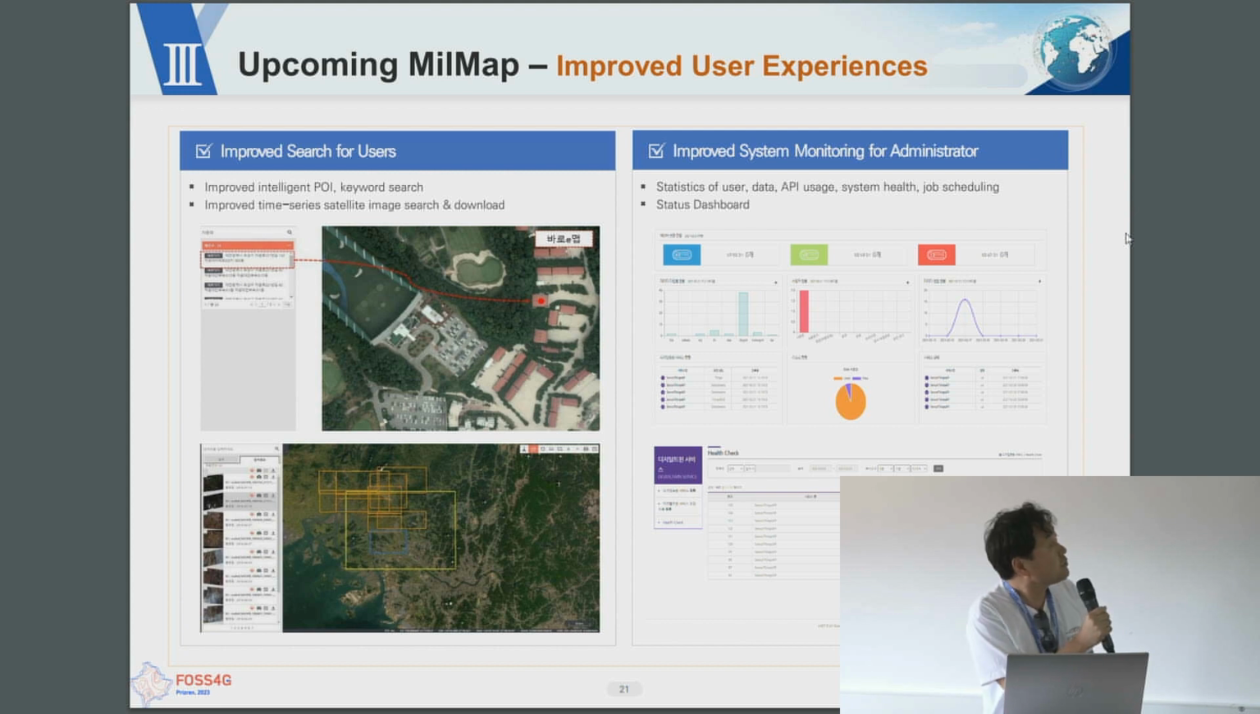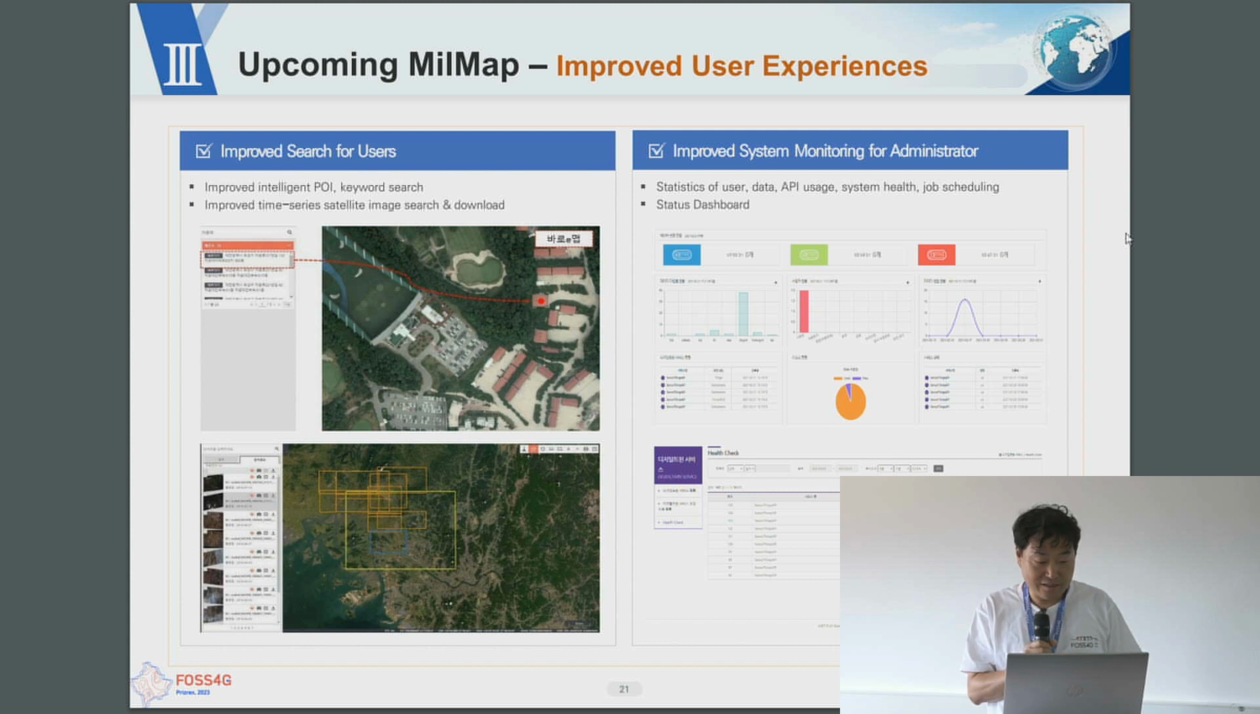Also, we improve the user experience. Actually, there is a lot of POI data, so if you type in a location name, so many things pop up. Really. So we adopted the, what's the name of the search engine? Elasticsearch. Yes, sorry. We adopted Elasticsearch to increase the search efficiency. Also, on the left bottom side, you can see the satellite image.